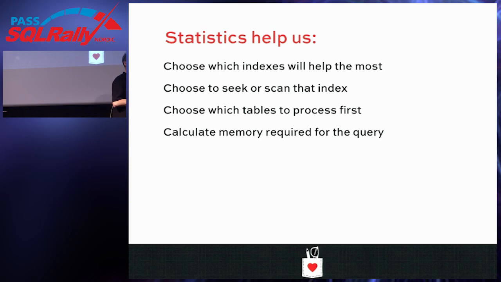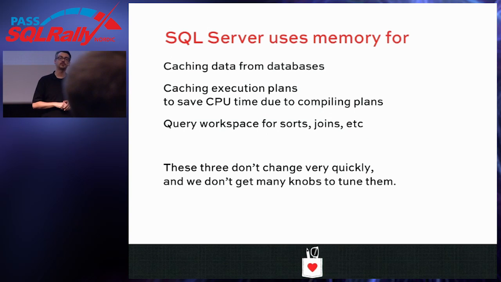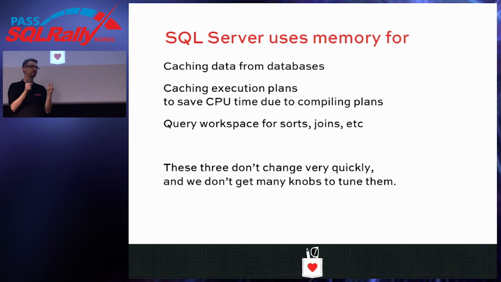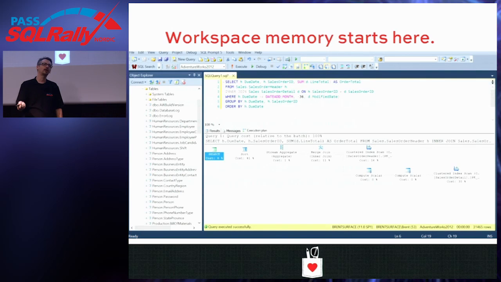SQL Server uses statistics to project how much memory it's going to need in order to execute your query. Because as I mentioned earlier, SQL Server uses memory for three different things: caching data, caching execution plans, and having workspace for your queries. We don't get any kind of knobs to tweak those, but if our stats are up to date and accurate, SQL Server can make much better decisions. I want SQL Server to accurately estimate how much memory I need. So let's take a look at where we see that in SQL Server Management Studio.